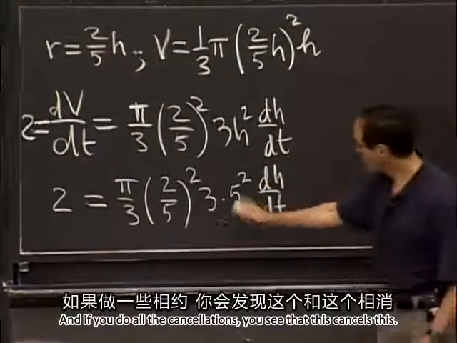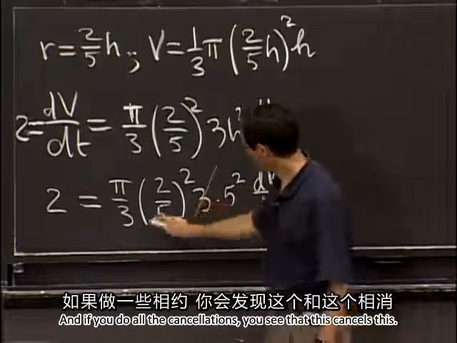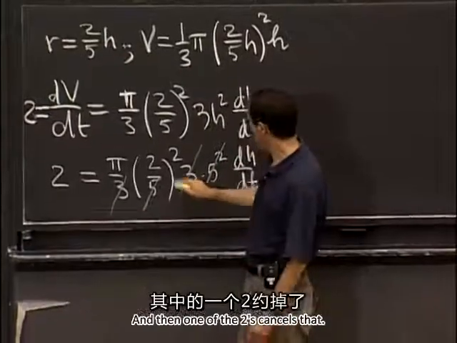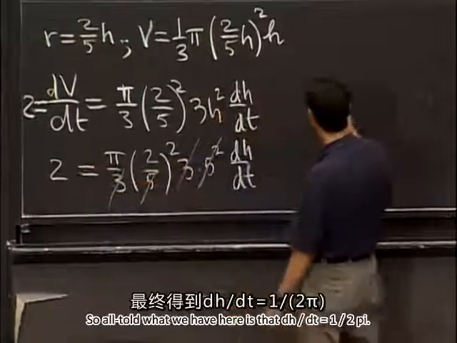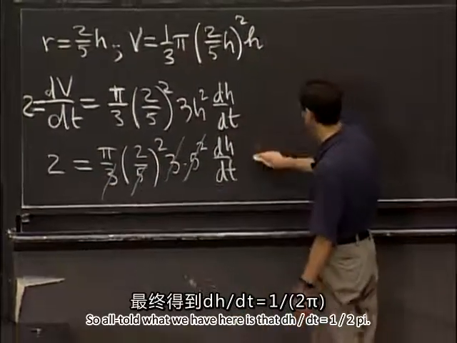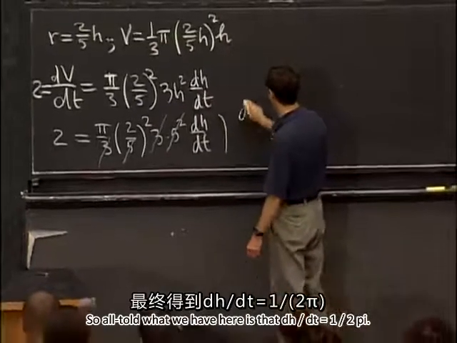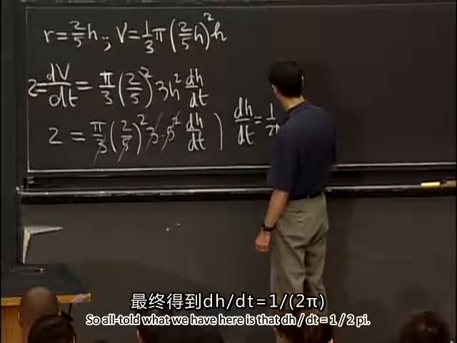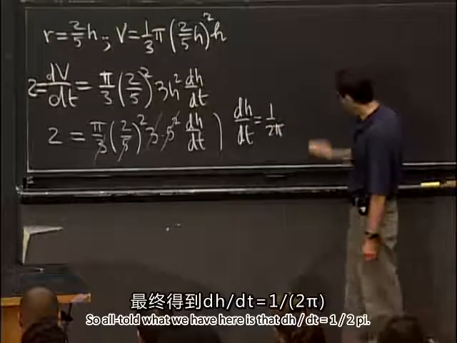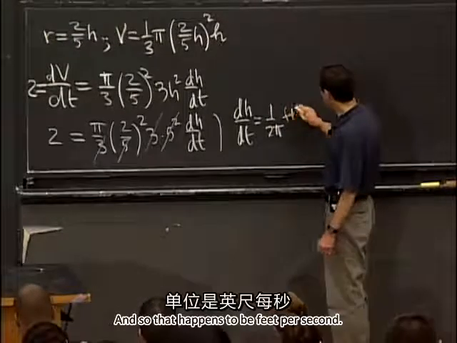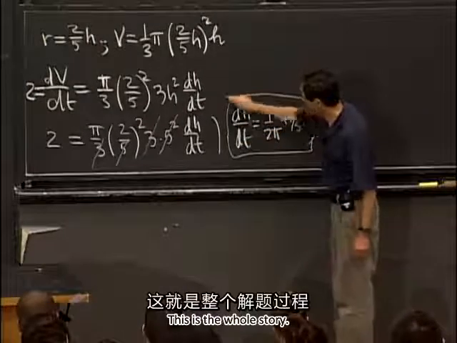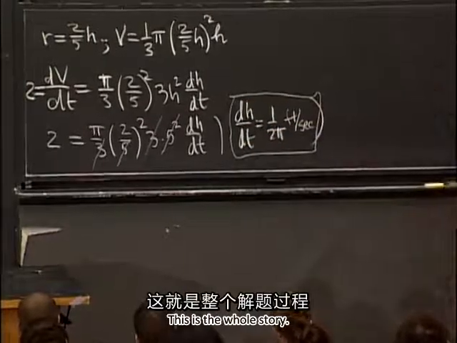And if you do all the cancellations, you see that this cancels this, and then one of the 2's cancels that. So all told, what we have here is that dh/dt is equal to 1 over 2 pi. All right? And so that happens to be feet per second. And this is the whole story. All right?